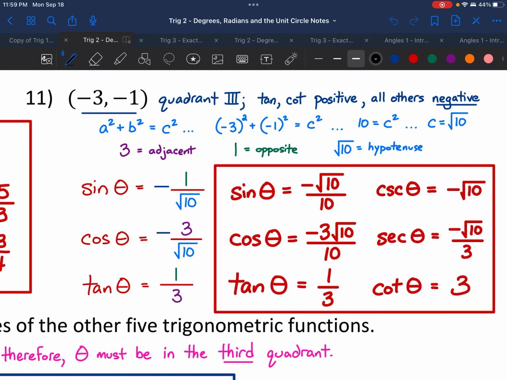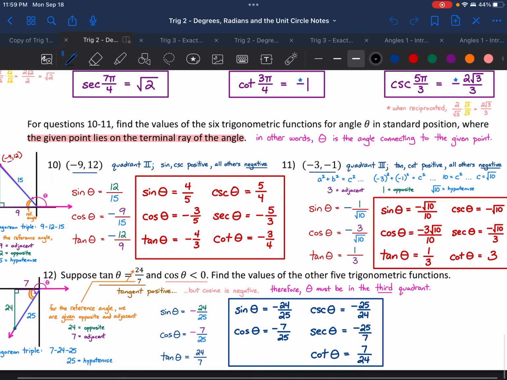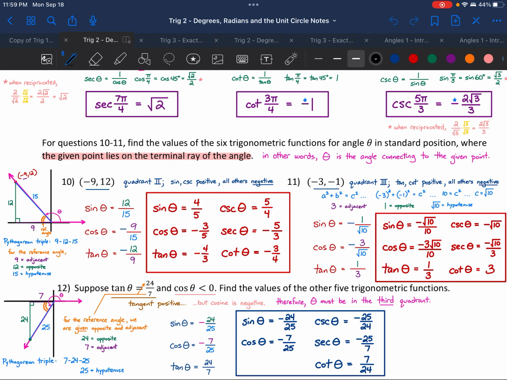What you will have to do is, as always, make sure your answers are fully simplified and that any denominators are rationalized. So you can't leave it as 1 over radical 10, or sorry, -1 over radical 10 for sine of theta in number 11. You would have to multiply top and bottom by radical 10. So again, I am going to give you problems like this. You'll see them in Delta Math in just a moment. But these are 2 of the different types of questions that you're going to see.